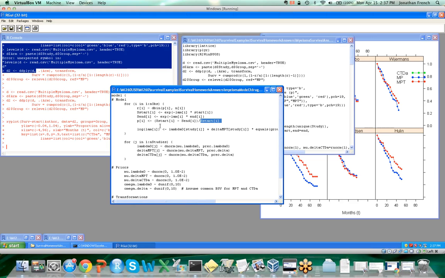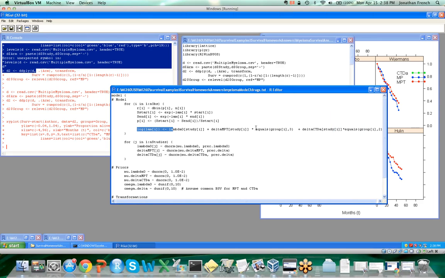And our model for S here is this exponential survival model, where we allow different rate constants for different treatment groups. And so by incorporating this third treatment arm, what we needed to do was simply modify our model for lambda. And here, the way that we've done that is to have a variable delta MPT, which describes the difference between the MPT group and the MP group.